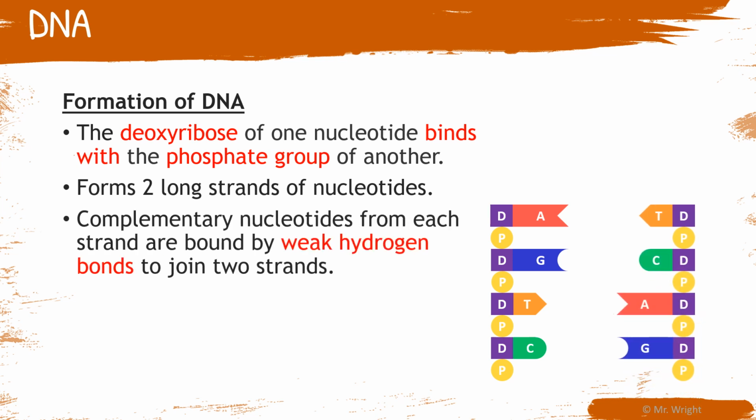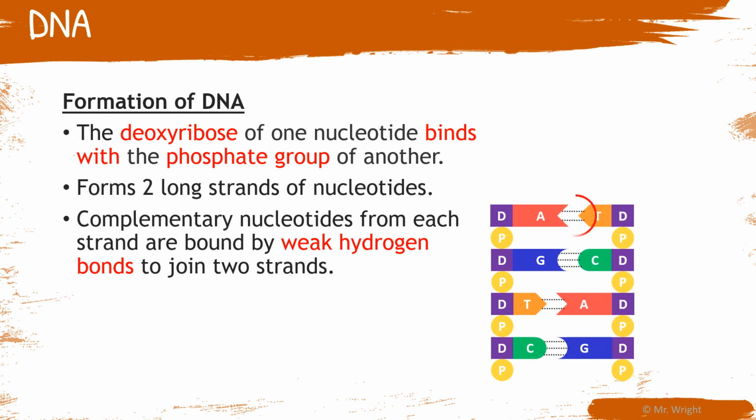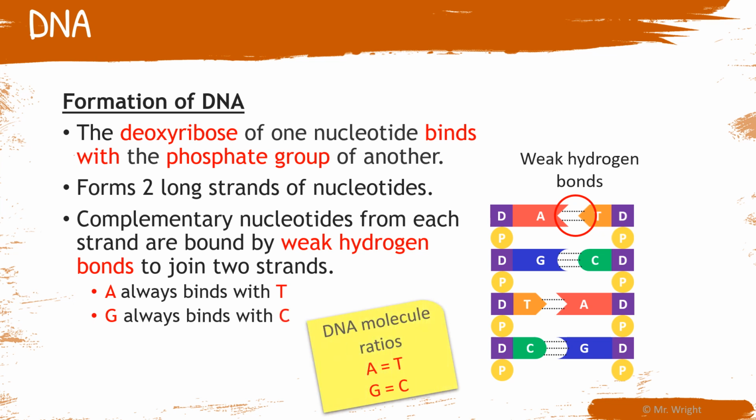The 2 strands bind together via weak hydrogen bonds. The weak hydrogen bonds form between complementary nucleotides. The complementary nucleotides in DNA are A and T and G and C. This means that A, or adenine, always binds with T, or thymine, whereas guanine, or G, always binds with C, or cytosine. This will become a bit more clear later on when we discuss the different processes that involve DNA.